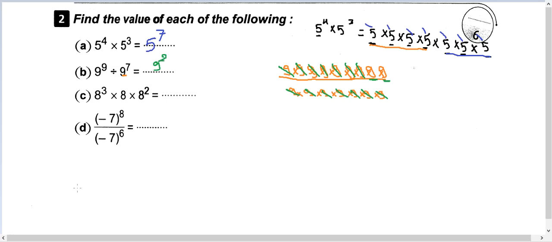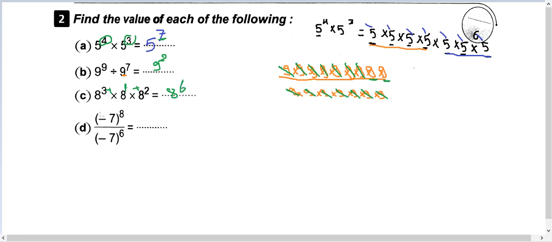Question number C. He said 8 to power 3 times 8 times 8 to power 2. 8 to power 3, and 8 here alone, so we can say 8 to power 1. We said before 5 to power 4 times 5 to power 3 equals 5 to power 7. Here we can make addition: 4 plus 3 equals 7. Here also we can say 3 plus 1 plus 2. So 3 plus 1 equals 4, 4 plus 2 equals 6. So it will be 8 to power 6.